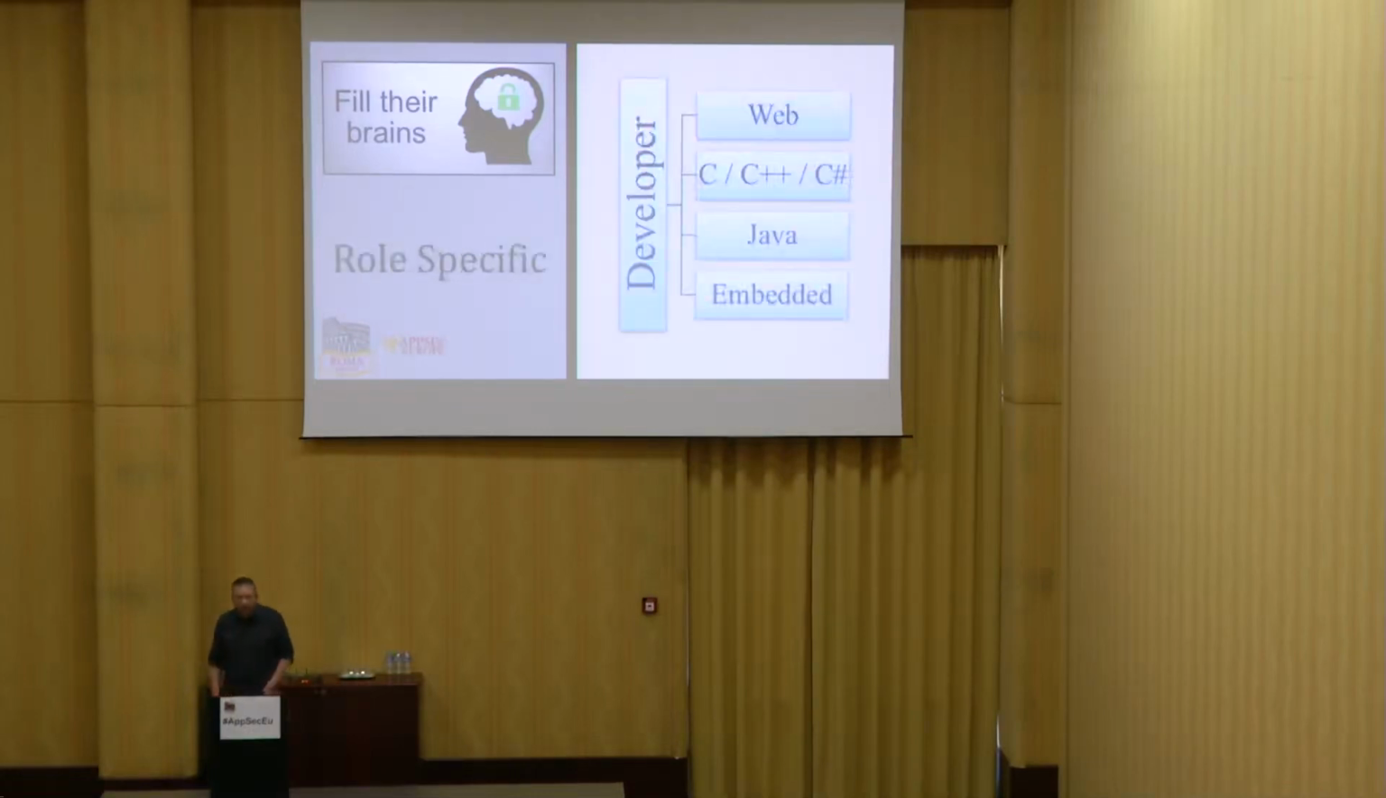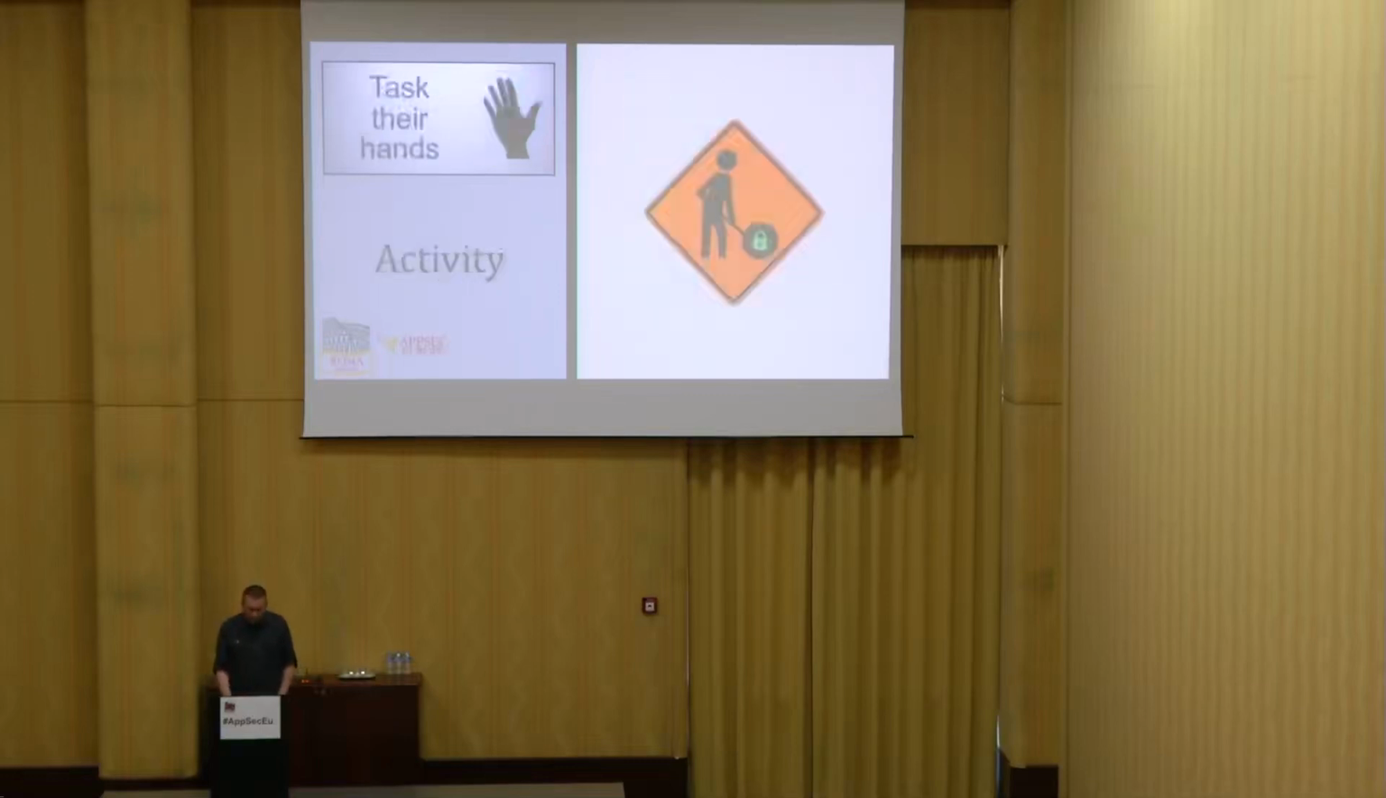And the third part of filling their brains is we have to do something on the knowledge side that's role specific. So I always advocate for starting with just a basic layer of knowledge, and I'll show you that here in just a second. But developers want to go deeper into the things that are specific to them. So you want to have knowledge-based content that's specific for a web developer versus C, Java, embedded. Provide them some things that are specific to their world. Include bugs that are specific to that language in that knowledge that you provide to them so that they can really get a perspective on what should be important for them.